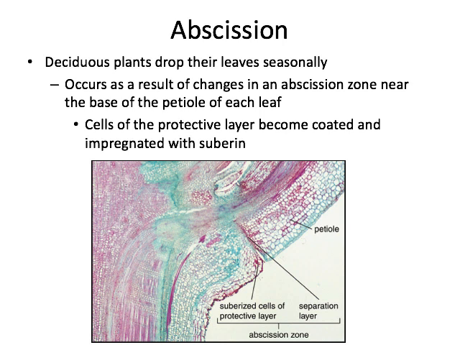Finally, a lot of times leaves drop their leaves, and the word for that is those plants are deciduous. Now, this occurs as a result of changes in the abscission zone near the base of the petiole of each leaf. After the leaves fall off, it often plugs that area up with suberin impregnated cells to protect from infection.